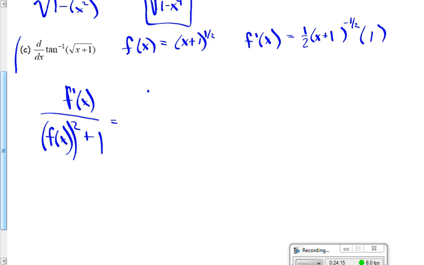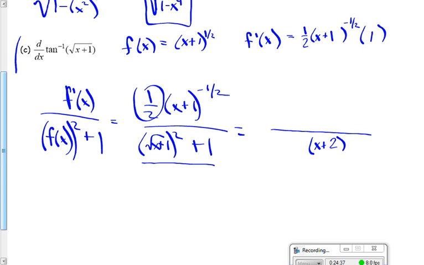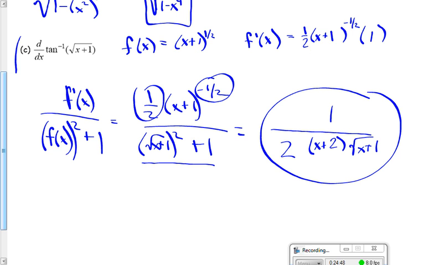So we end up with 1/2 (x plus 1) to the negative 1/2 all over square root of (x plus 1) squared plus 1. I simplified that denominator, it's actually x plus 2. So I have an x plus 2 on the bottom. I take the 2 from the bottom and put that on the 1/2. And I also have a negative exponent on an x plus 1. So I ended up with this as my final answer. I don't think all that simplification is required, but that's where you would end up.